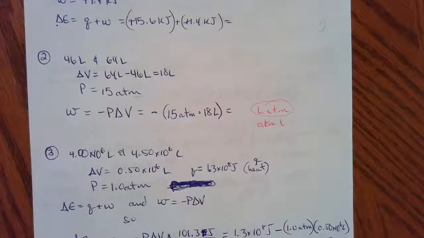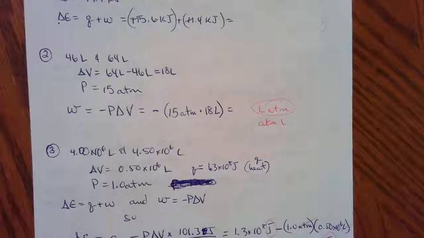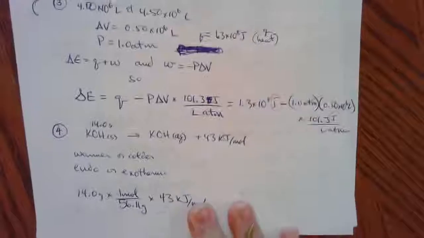And so we're going to plug in there 1.3 times 10 to the 8th joules minus 1 atmosphere times 0.5 times 10 to the 6 liters times 101.3 joules per liter atmosphere. Notice your atmospheres cancel, your liters cancel. We got joules. Now we can combine those. Everything will be hunky-dory. Is that something you've heard before? I don't know.